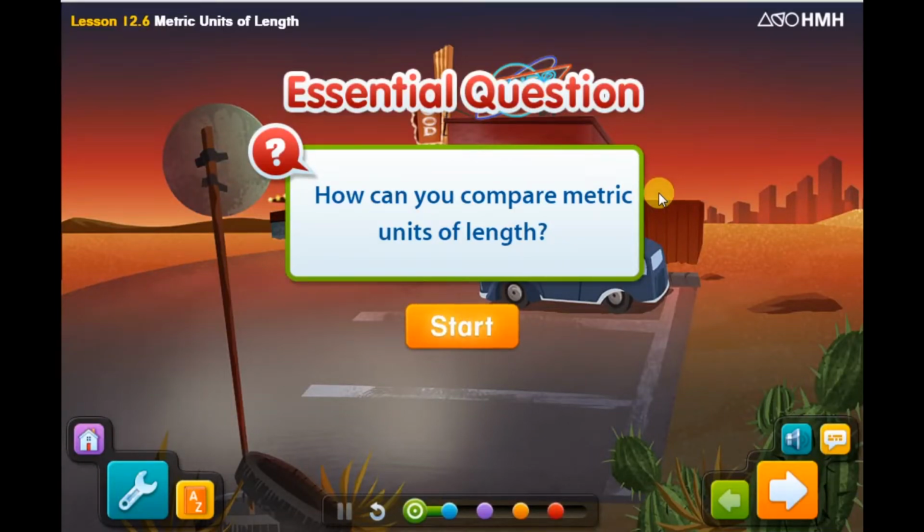This is Miss Susan. Today's topic is about metric units of length, lesson 12.6. Of course, you know some metric units that we use to measure length, like meters, centimeters, millimeters. You have heard about it at least once in your entire life. So, let's see our today's essential question. How can you compare metric units of length? So today we will compare between different metric units of length. Let's start and see.